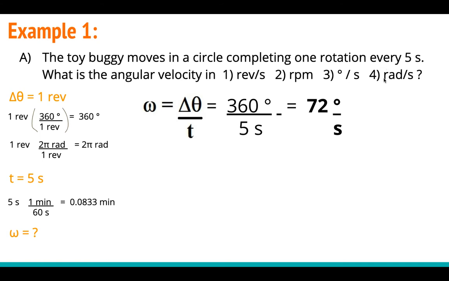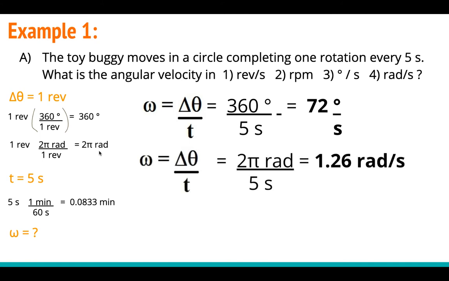Okay, last unit conversion, we need the rate of rotation in radians per second. So we're going to convert revolutions to radians. Okay, we got 2 pi radians. We divide 2 pi radians by the time, which is 5 seconds, and we get 1.26 radians per second. This is our angular velocity.